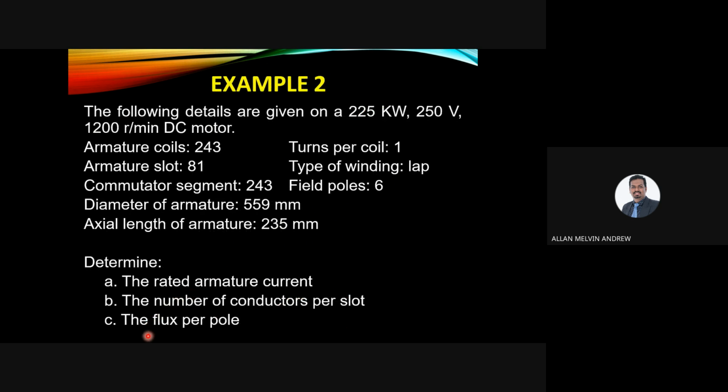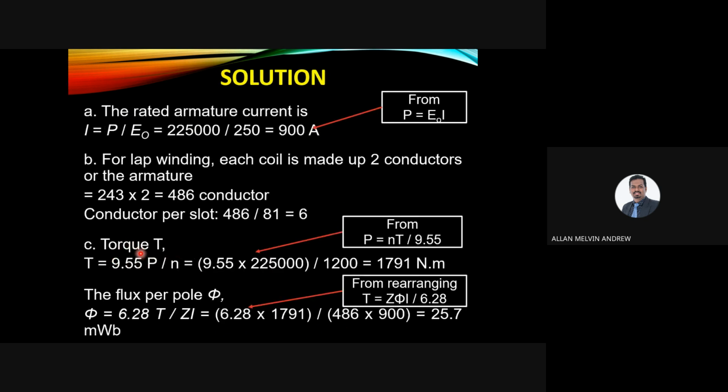C, we want to find the flux per pole. We find the torque first. From this formula, we replace the values and we get the torque 1791 Newton meter. Once we find the torque, we can find the flux. From this formula we rearrange, and we get phi equals 6.28 T over Zi. We replace the values and we get 225.7 milliweber.